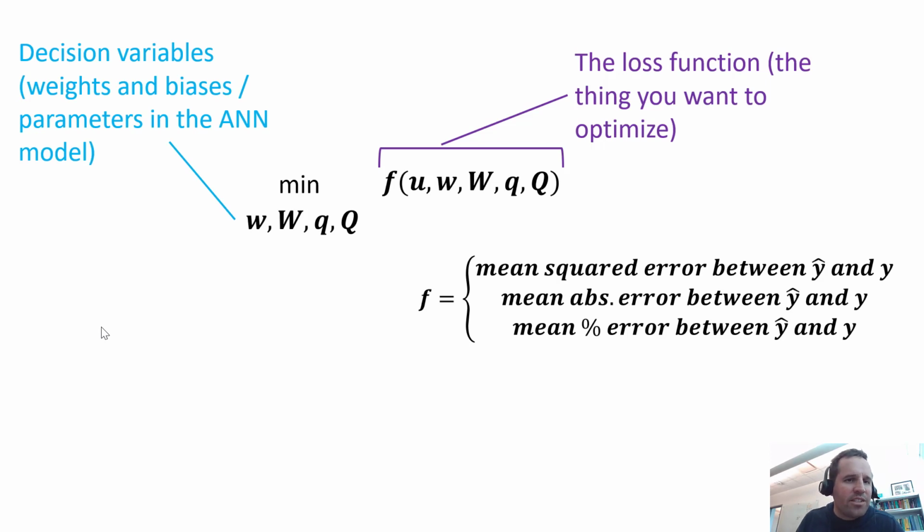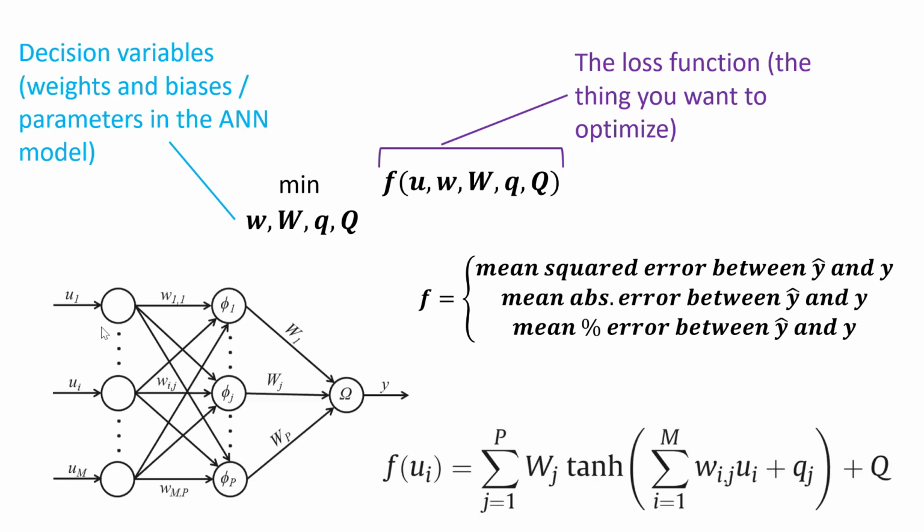So we have these decision variables. These would be the weights and biases, or the parameters in your artificial neural network model. Just as a refresher from the last time, our artificial neural network model really ends up being something that looks like this for a simple 3-layer perceptron. And that 3-layer perceptron means we have our inputs, we have our one hidden layer with all those different activation functions. For this particular model, our activation function would be the hyperbolic tangent. And then we have our output layer here, which is represented by omega.